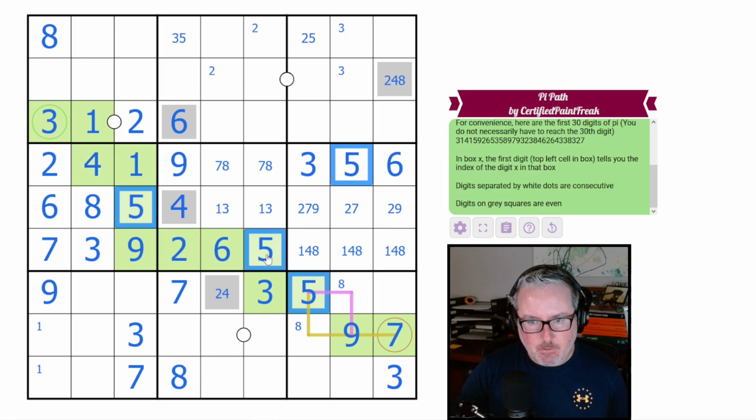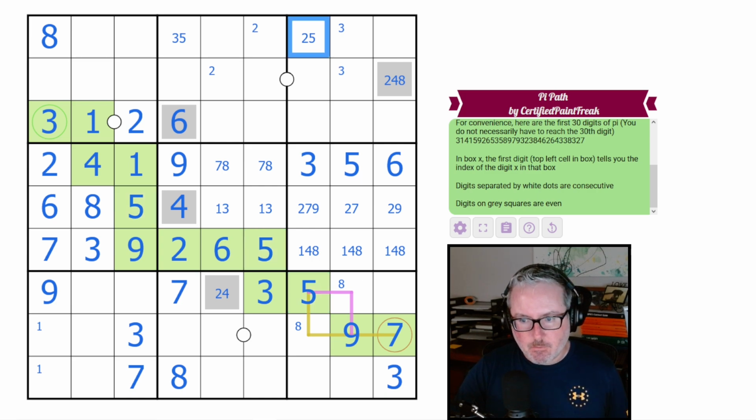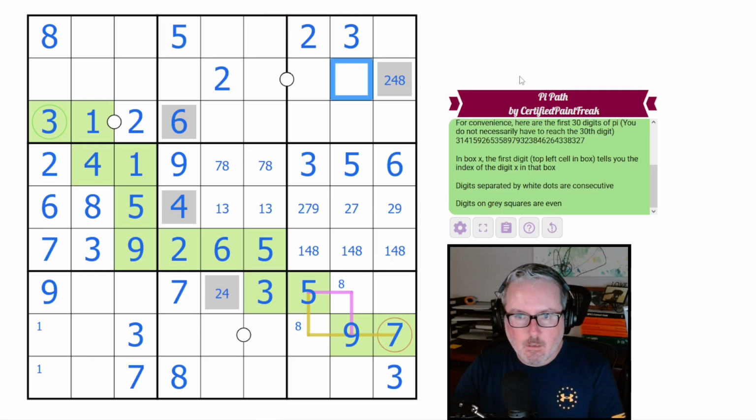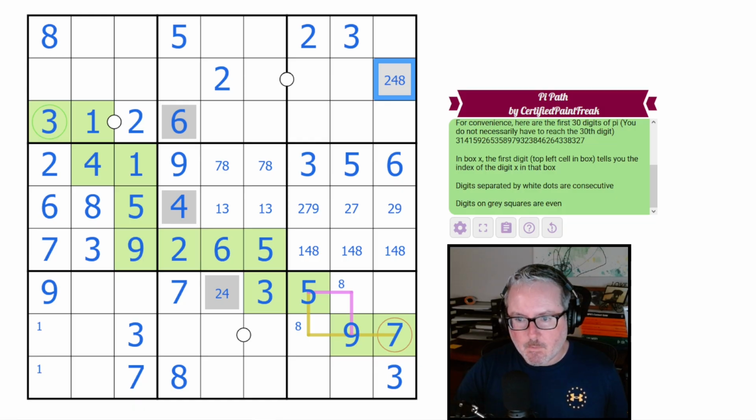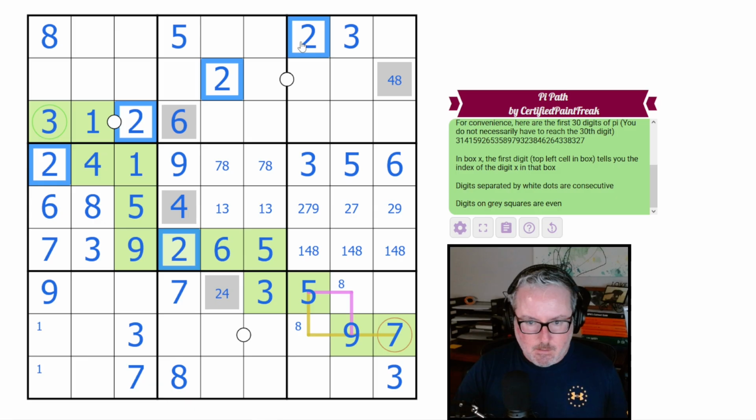Not too much doing on those 4s. Okay, there we go. This can't be a 5, so it's a 2, which means this is a 3, which means this is the 2 and this is the 5. Good. Slow, but we're getting there. That's not 2. Let's go through and finalize this.